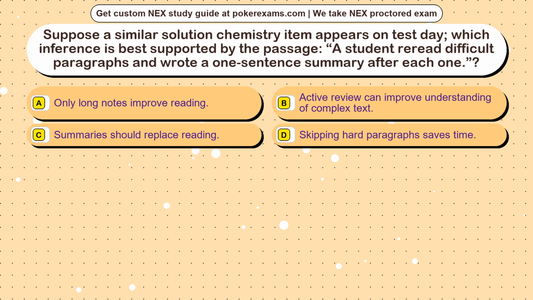Question 7. Suppose a similar solution chemistry item appears on test day, which inference is best supported by the passage? A student reread difficult paragraphs and wrote a 1-sentence summary after each one. Option A. Only long notes improve reading. Option B. Active review can improve understanding of complex text. Option C. Summaries should replace reading. Option D. Skipping hard paragraphs saves time.